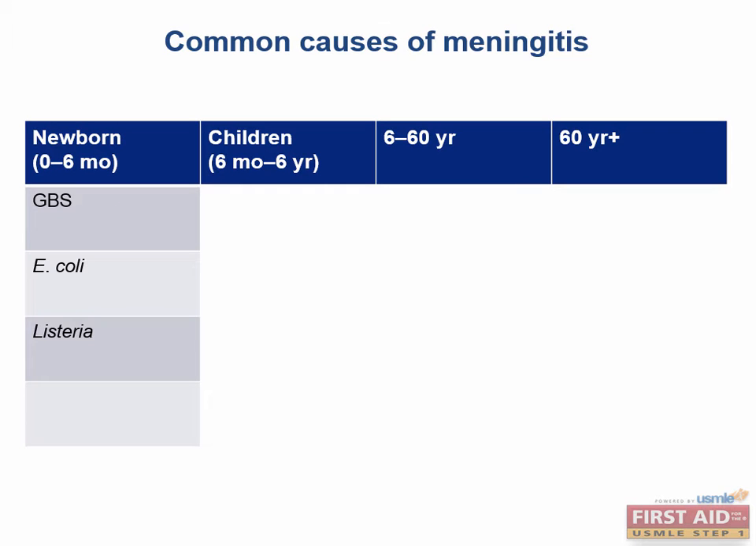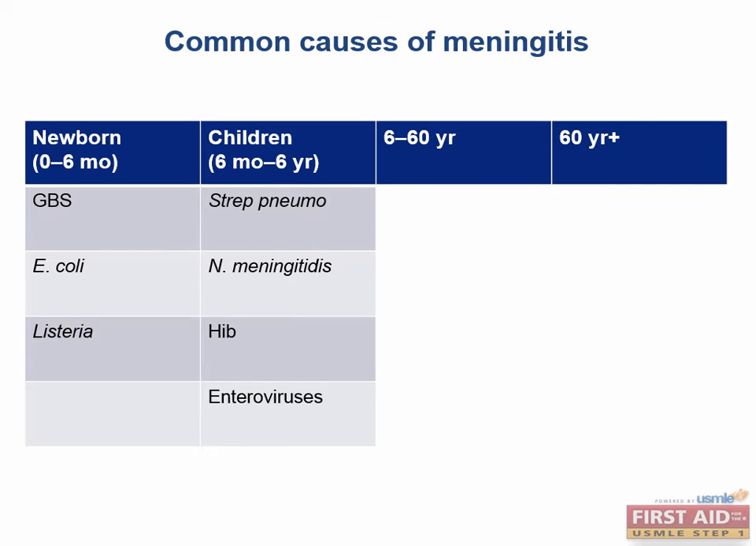In newborns, the causes of meningitis are similar to the causes of pneumonia. We could see group B strep, E. coli, and listeria as causes of meningitis. Moving on to older age groups, we will see that strep pneumoniae is the most common cause of meningitis in patients older than 6 months old.